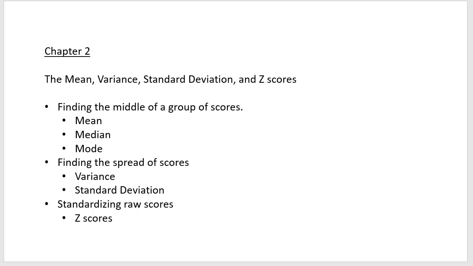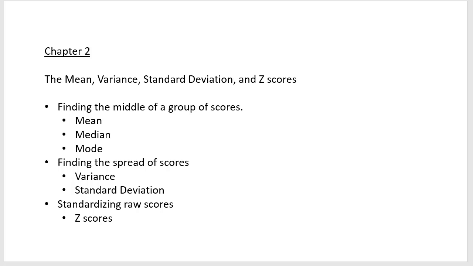In Chapter 2, we're going to be talking about measures of central tendency and dispersion, as well as z-scores, which is kind of how we measure dispersion. So in Chapter 2, we're going to talk about the mean, variance, standard deviation, and z-scores.